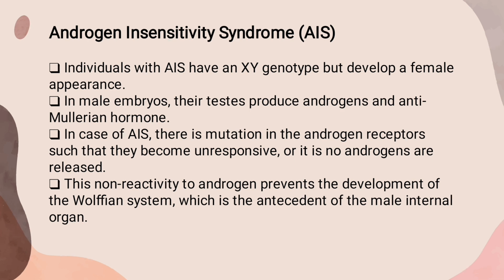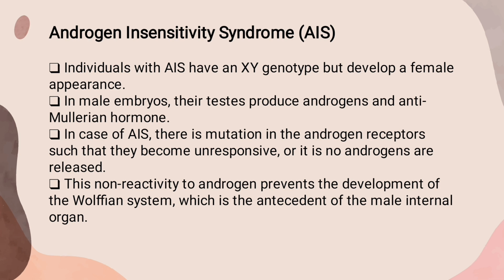In male embryos, the testes produce androgens and anti-Mullerian hormone. So what are the two kinds produced by the testes? Androgens are crucial for male sexual and reproductive function. And the anti-Mullerian hormone plays a key role in developing a baby's sex organs while in the womb.